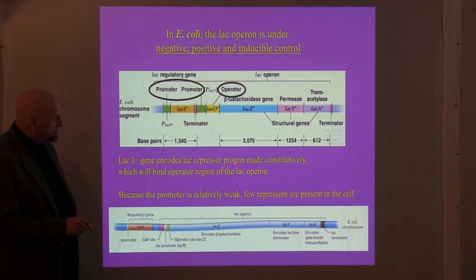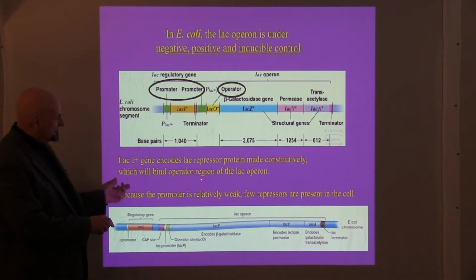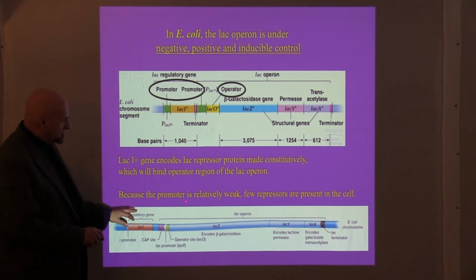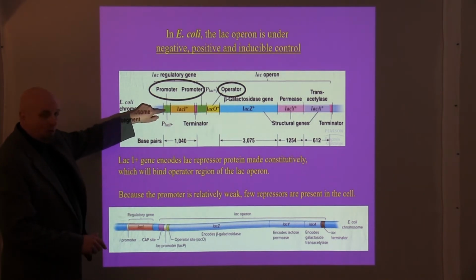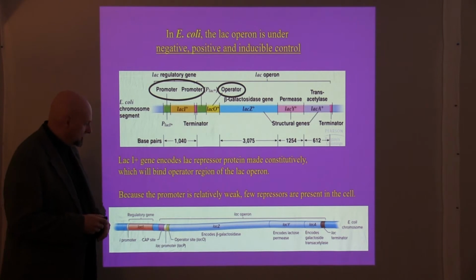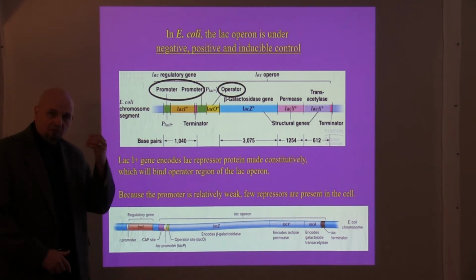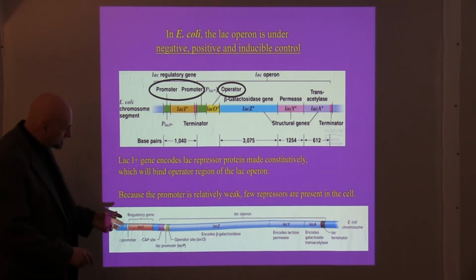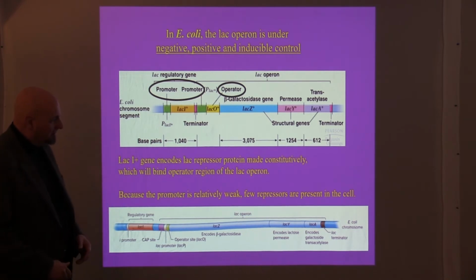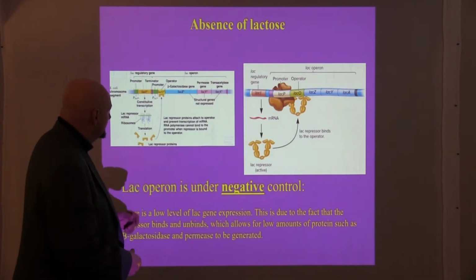So the LAC-I gene encodes a repressor protein. As I mentioned before, it's made constitutively. It binds to the operator region in the LAC operator. Because the promoter is relatively weak, this is a very weak promoter, only a few repressors are present in the cell, okay? But it's enough to keep that particular gene turned off. So here you have your regulatory gene, you have the promoter, you have the operator site, which we refer to in general terms as the controlling site, LAC-Z, LAC-Y, LAC-A. All right, so we got everything in place, three-dimensionally, or two-dimensionally in this case.